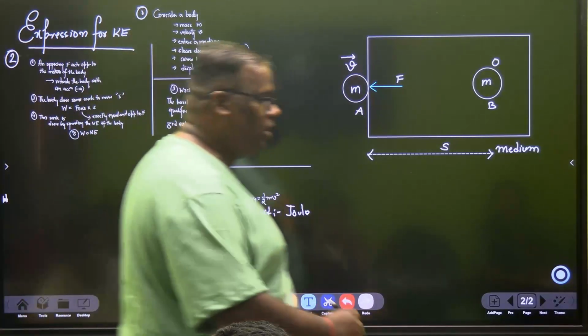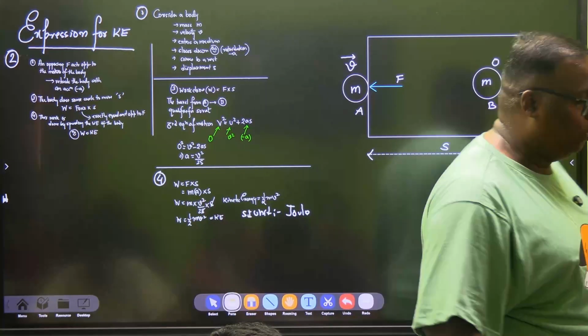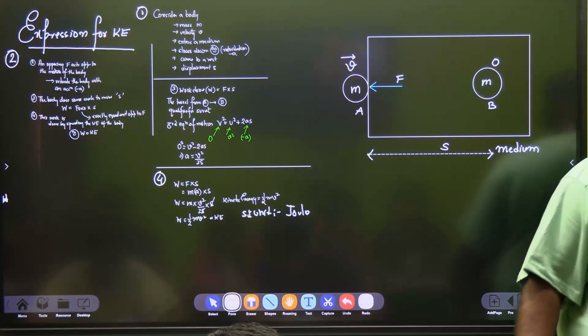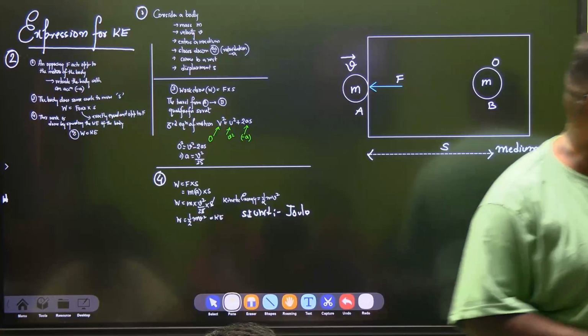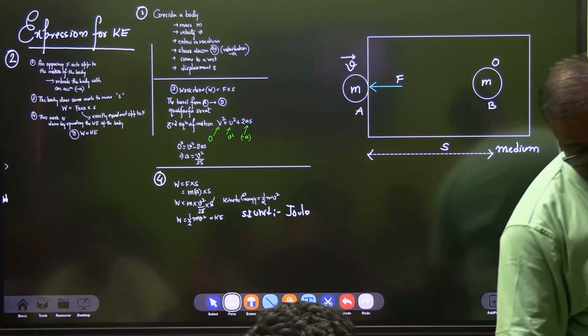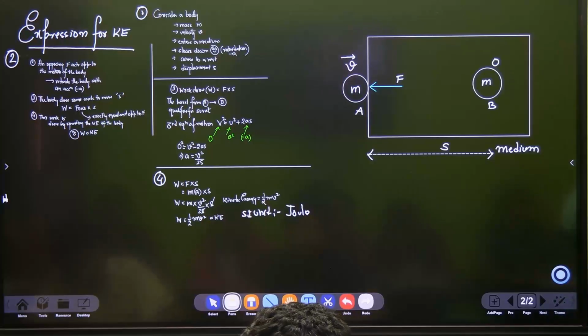What was the story? The story is that the body has done some work and it has come to a rest. If it has come to a rest, its kinetic energy has become 0. That means whatever kinetic energy it has, it must have spent. What did it spend it on? It spent it to do some mechanical work. And what is our mission? Our mission is to calculate the kinetic energy of a body.